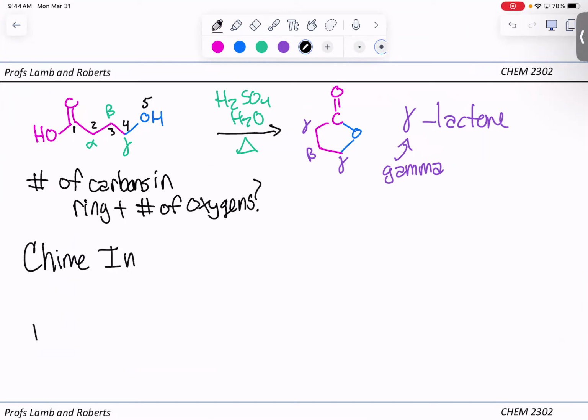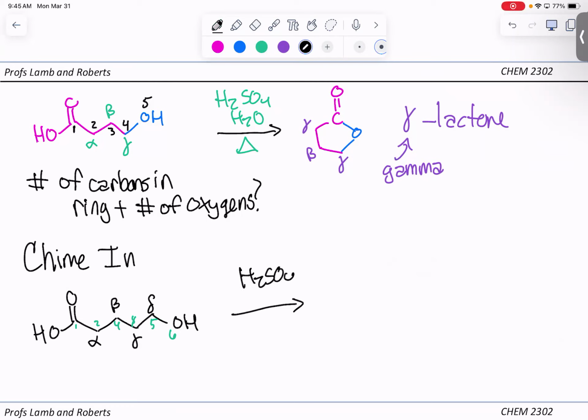Let's go ahead and see this chime-in here, and see what we had. So we had this molecule, this carboxylic acid with an OH group attached to it. We have alpha, beta, gamma, delta. That means in our ring, we're going to have a 1, 2, 3, 4, 5, 6-membered ring. So when we heat this up with H2SO4, what we're going to get at the end of the day, we now have established, is a 6-membered ring. We can go back and say alpha, beta, gamma, delta. So this is a delta lactone.